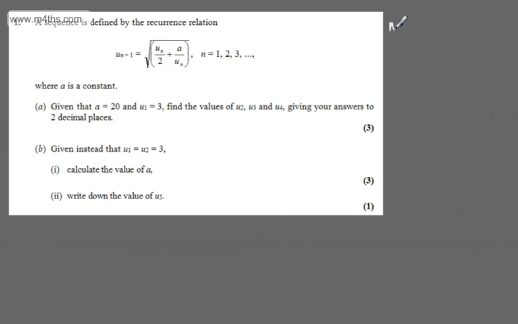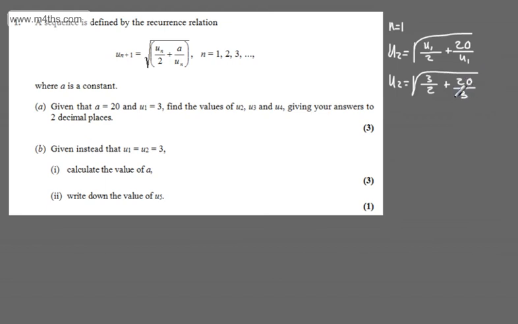So if we let n be equal to 1, on the left hand side we'll have now u sub 2, and that will be equal to the square root of u sub 1 over 2 plus a, which we now know to be 20, over u sub 1. So if we write this out, u sub 2 will be equal to the square root of u sub 1, which we know is 3, over 2 plus 20 over 3.